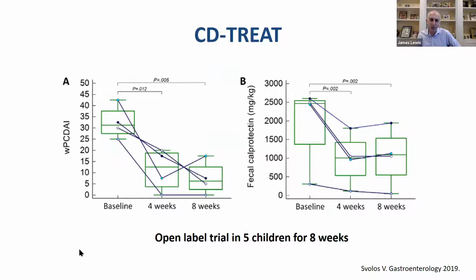And then they did a very small open label trial in 5 children with this, and were able to show some improvement in PCDAI and calprotectin, although again, you'll note that most of the calprotectins did not totally normalize.